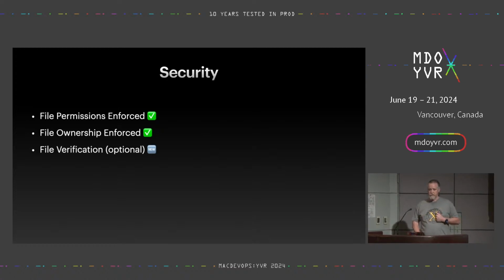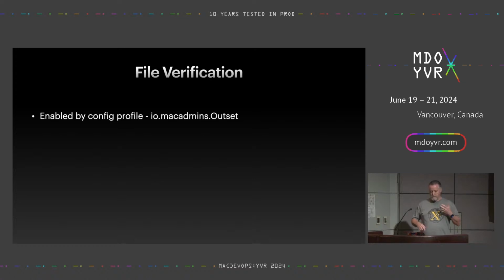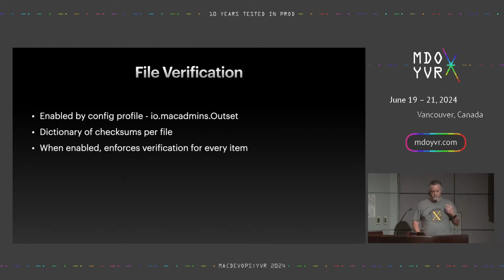It's an optional setting that you can stick into a config profile and push out. And what it does is, I've gone ahead of myself. You supply a dictionary of checksums of each file that you want Outset to run. It's simple, it's a SHA-256. There's multiple ways to do that. When it's enabled, it will enforce verification for every single item.